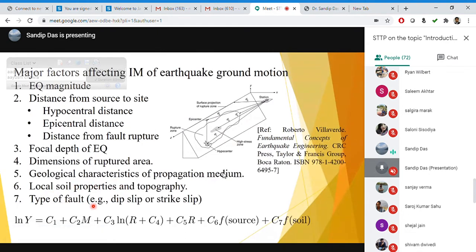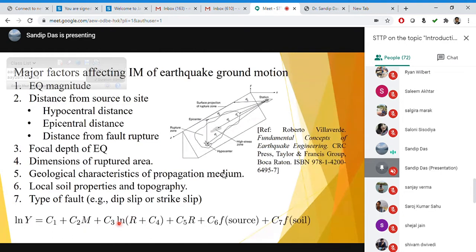And the type of fault: you will not find it in models every time, but if the style of faulting is different, dip slip, strike slip, or oblique slip, then your intensity measure might also change. This is a very typical form of the regression model, though I would not say it is the most general. Here you have the logarithm of your intensity measure, then one constant, and then one constant with magnitude. If I ask you what is the sign of that c2, I think all of you will say it is plus, because if m increases, of course my intensity measure will increase.